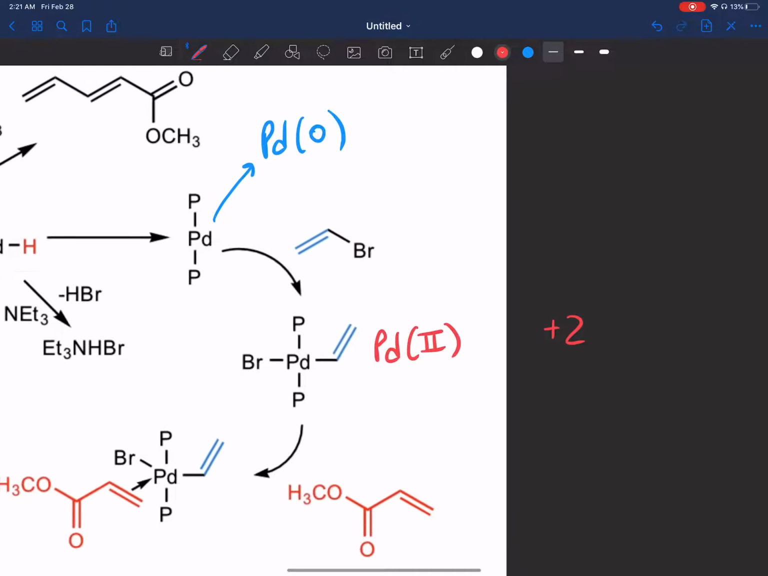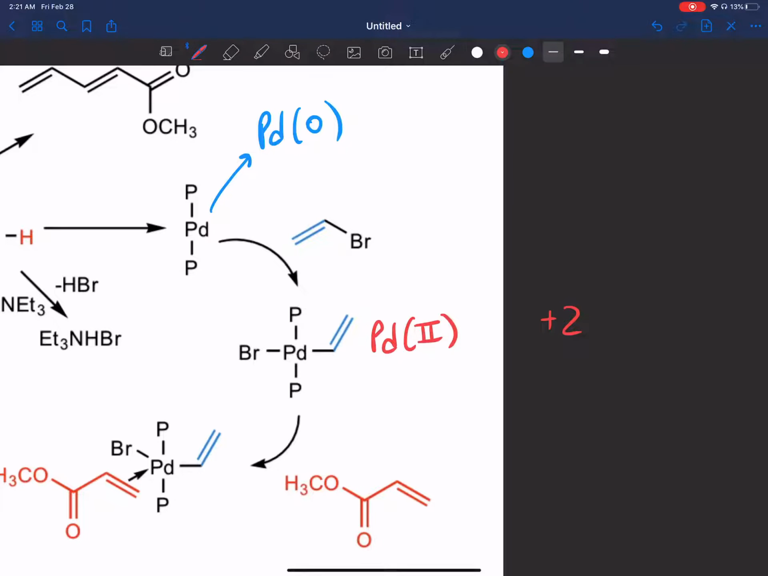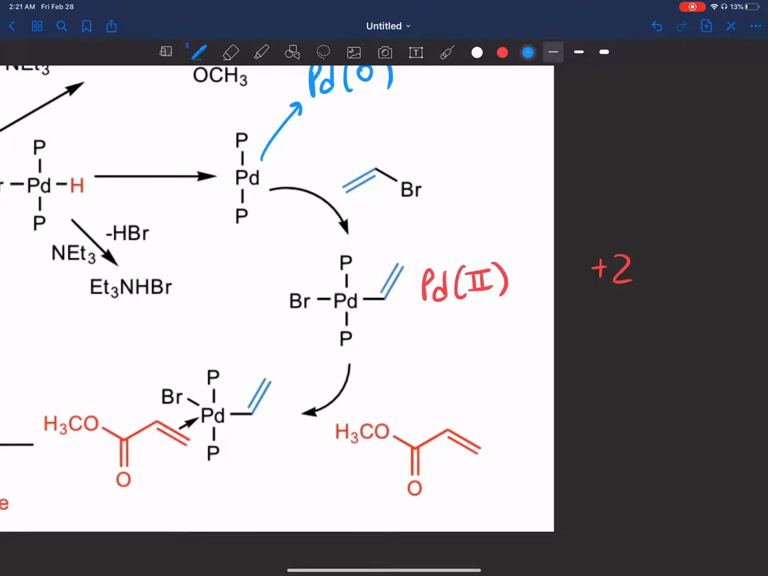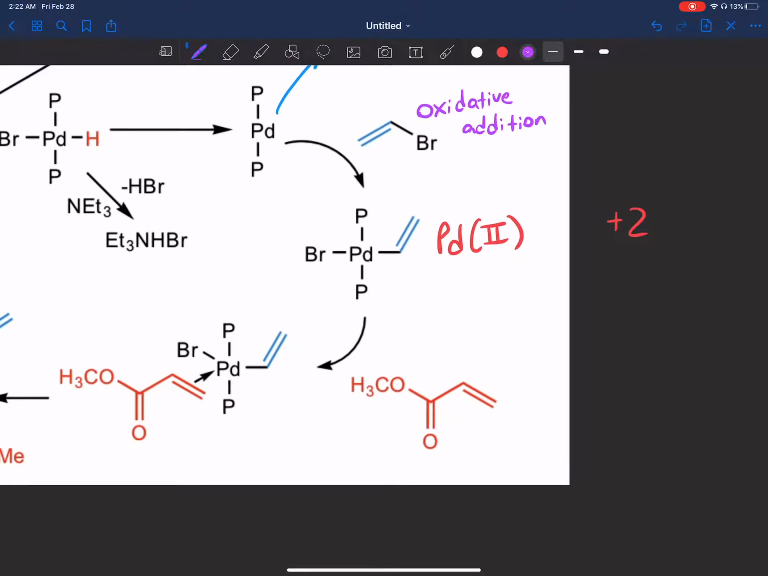So if I went from palladium 0 to palladium +2, my oxidation state increased. Therefore, this reaction is an oxidative addition, right? The addition lets us know we're adding something. So we definitely know it's not something like a reductive elimination. And the oxidative part of the term tells me that my oxidation state increases. All right? Let's just leave that there. So that's the first step of the cycle.